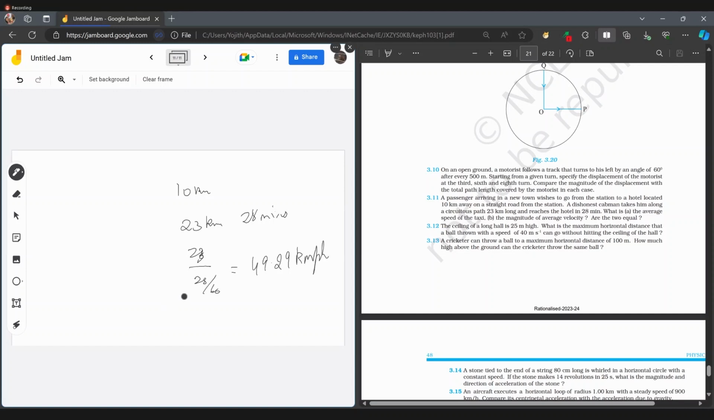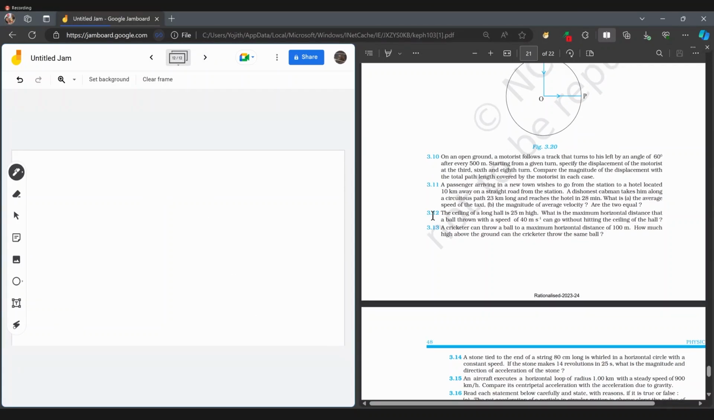And between the hotel and station is the displacement. So 10 kilometers. So 10 kilometers into 60 divided by 28, which is 21.43 kmph is the average velocity for the given time. Okay, this is the speed for the given time. So మనకి both are not equal. Okay, both are not the same. Let us go to the next one.